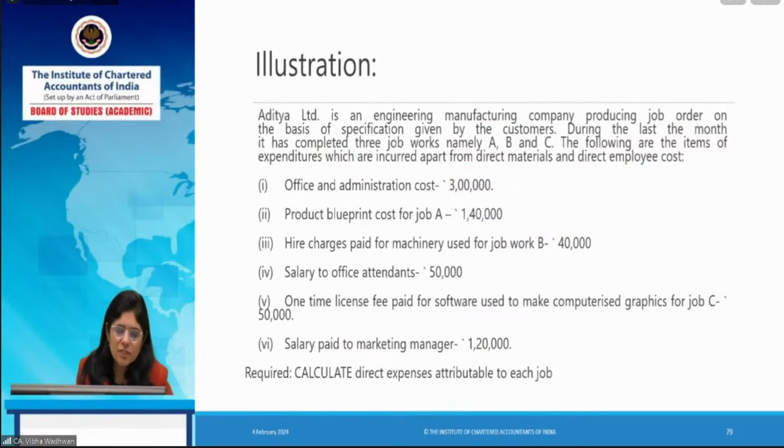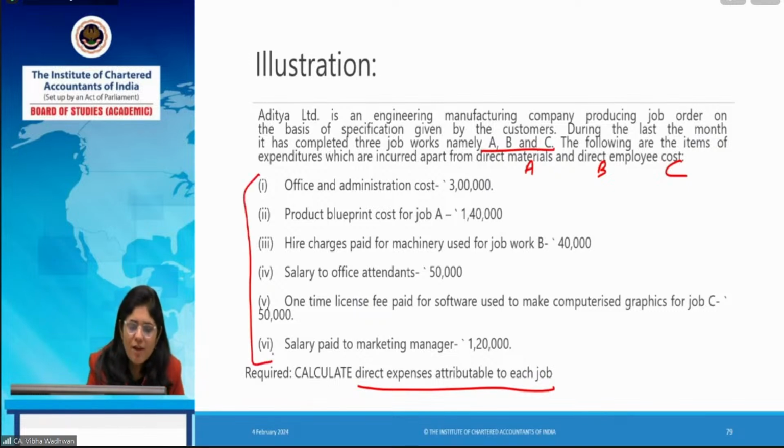Okay, there is an illustration also. Quickly we can do this illustration. You have to calculate direct expenses attributable to each job. Each job, that means the 3 jobs: job A, job B, and job C. And there are 6 costs given to you. You have to tell which of these expenses are direct expenses.